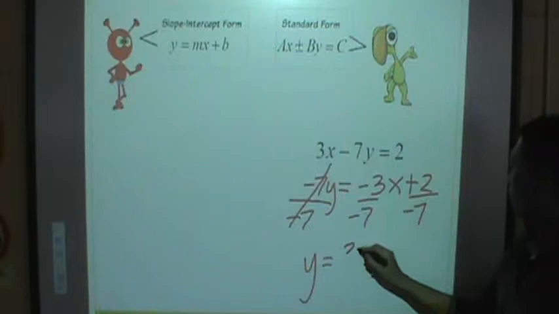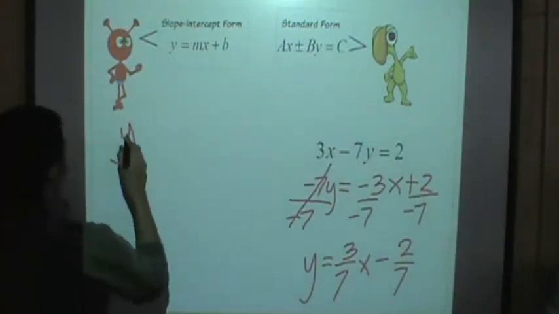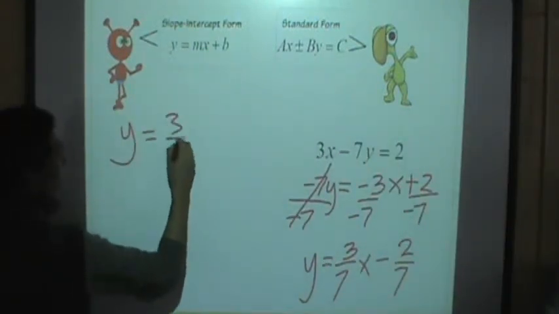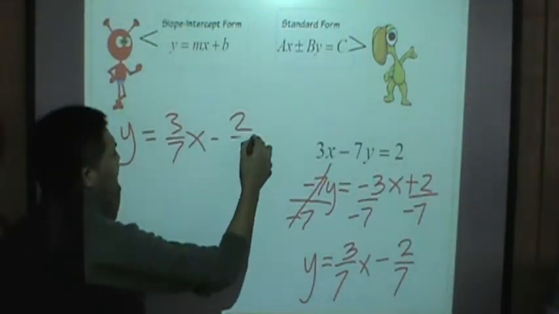We cannot do anything with 3 over 7, so keep it that way. And then you have the x. Positive divided by negative is negative 7. We cannot do anything with 2 over 7. And now for your slope-intercept form, y is equal to 3 over 7x minus 2 over 7.